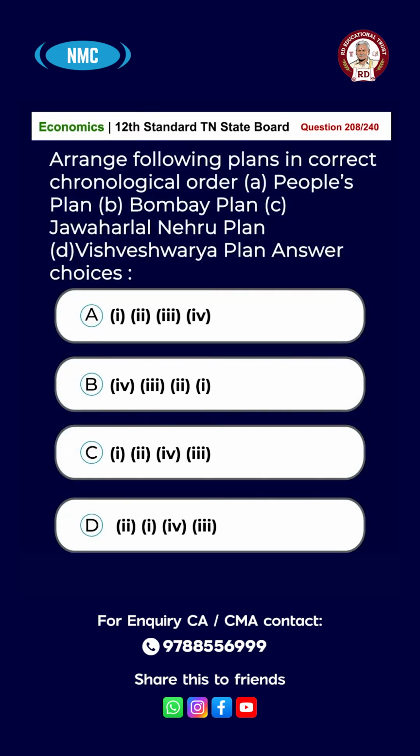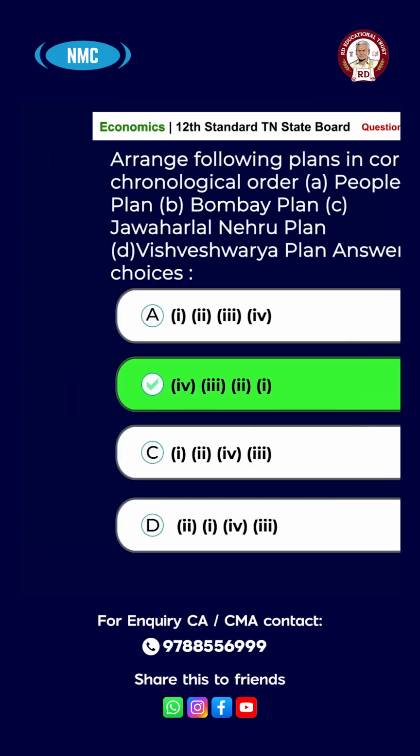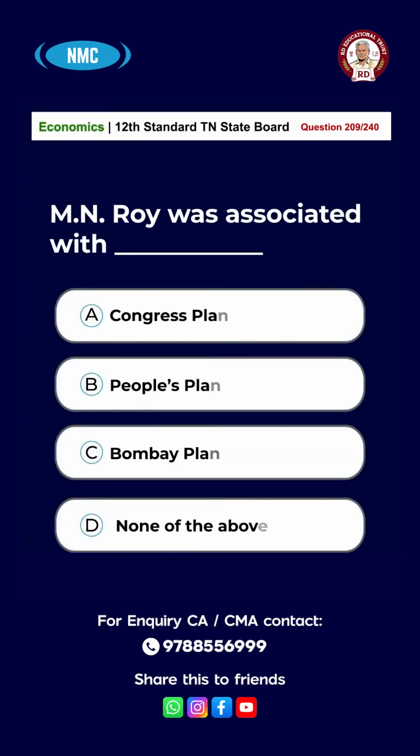Question number 208. Arrange the following plans in correct chronological order. A. People's Plan. B. Bombay Plan. C. Jawaharlal Nehru Plan. D. Vishveshwaraya Plan. Answer choices are A. 1, 2, 3, 4. B. 4, 3, 2, 1. C. 1, 2, 4, 3. D. 2, 1, 4, 3. The answer is option B. 4, 3, 2, 1.